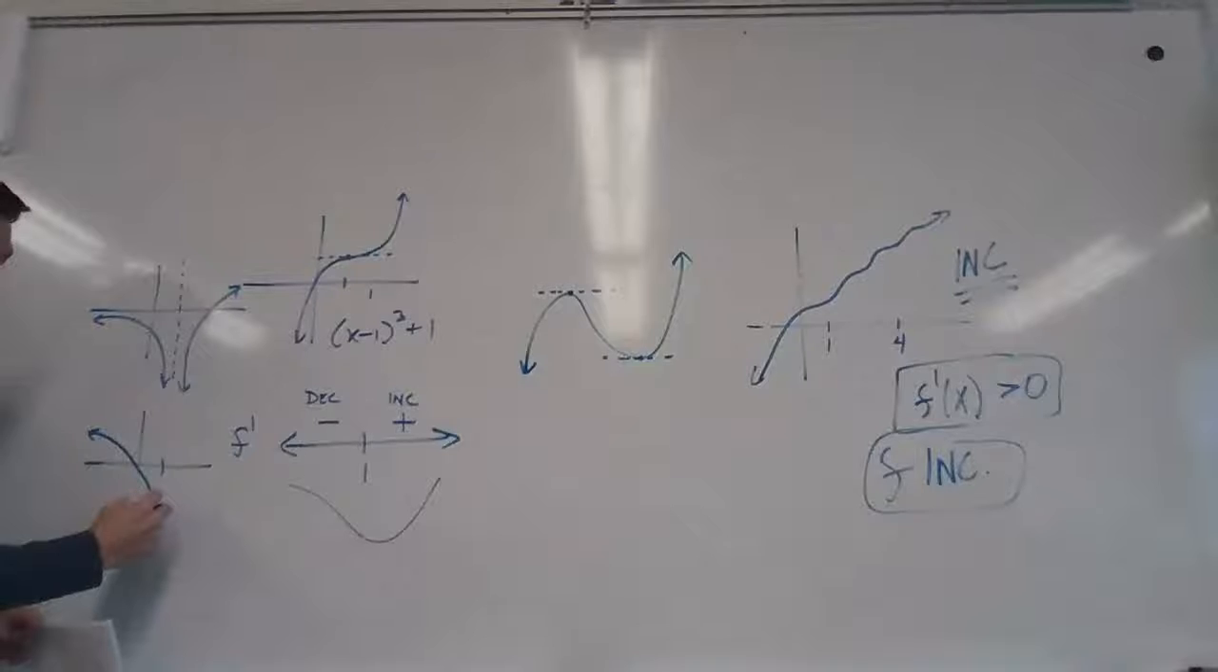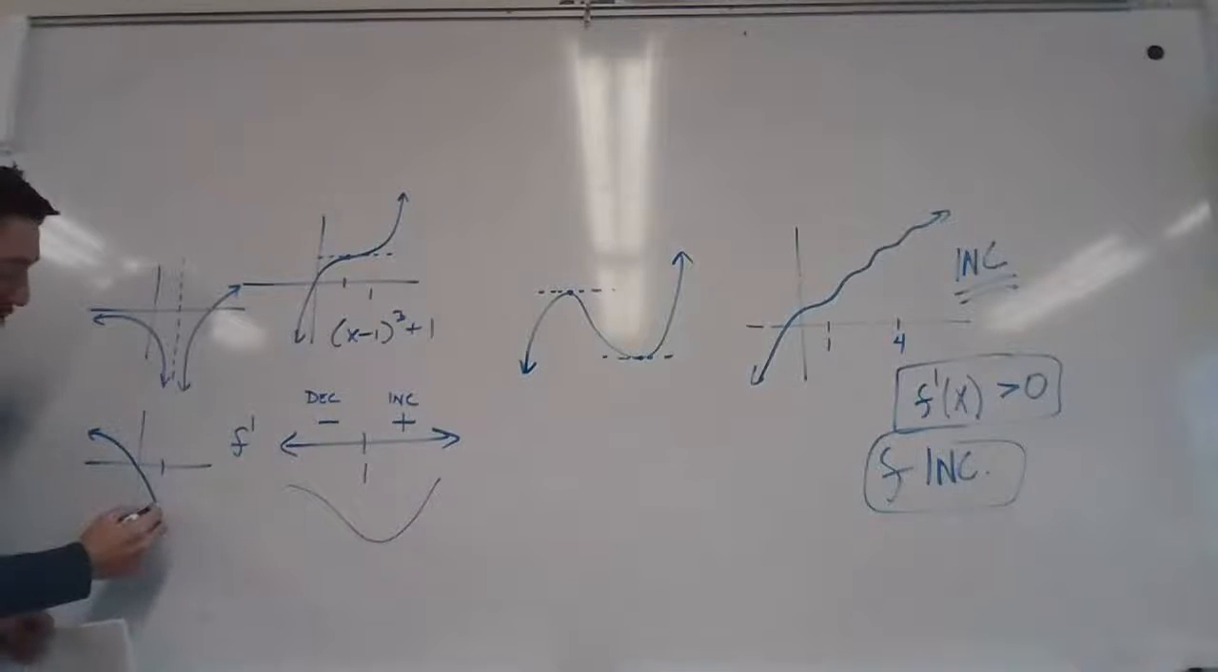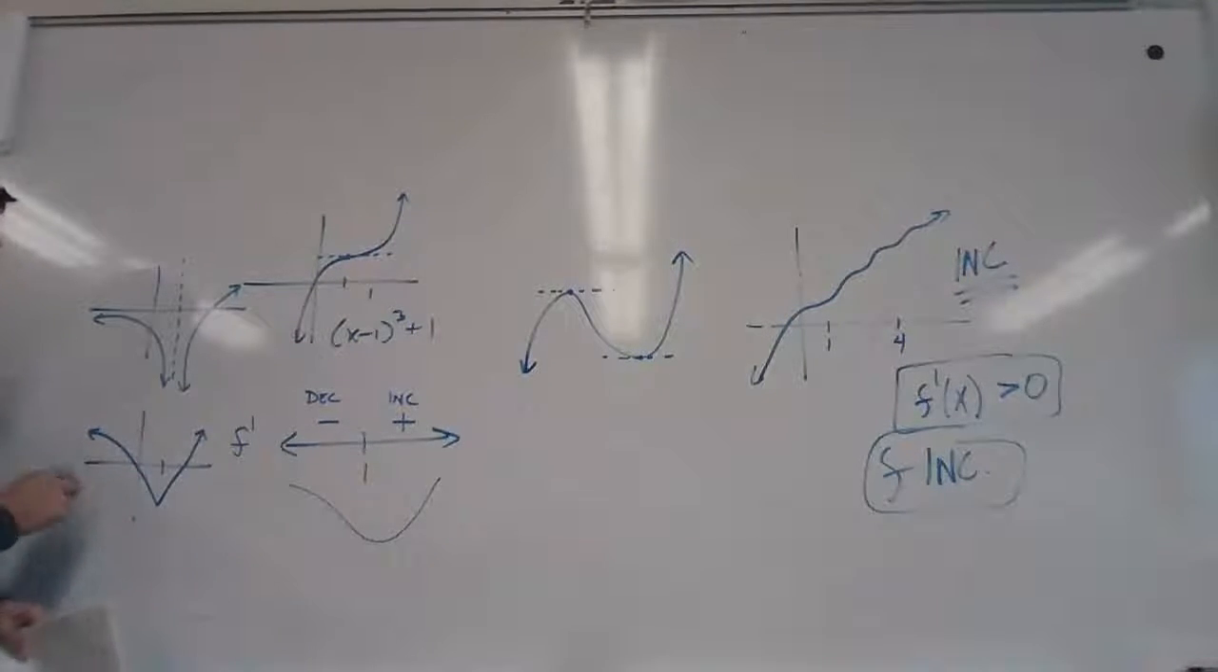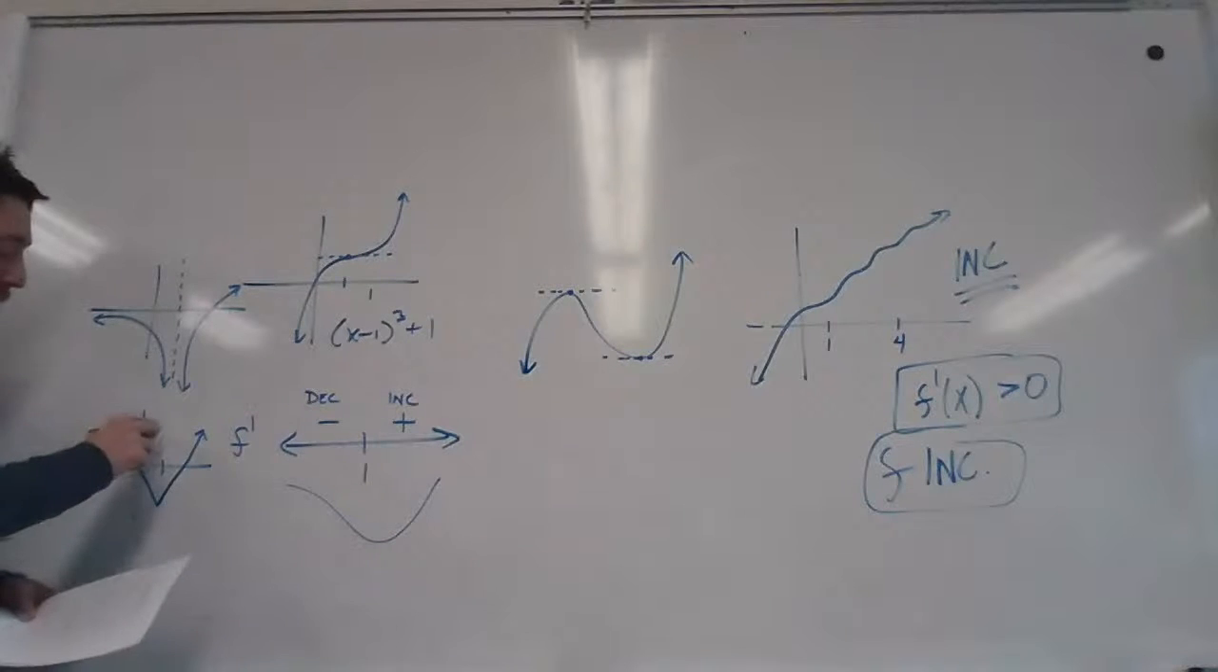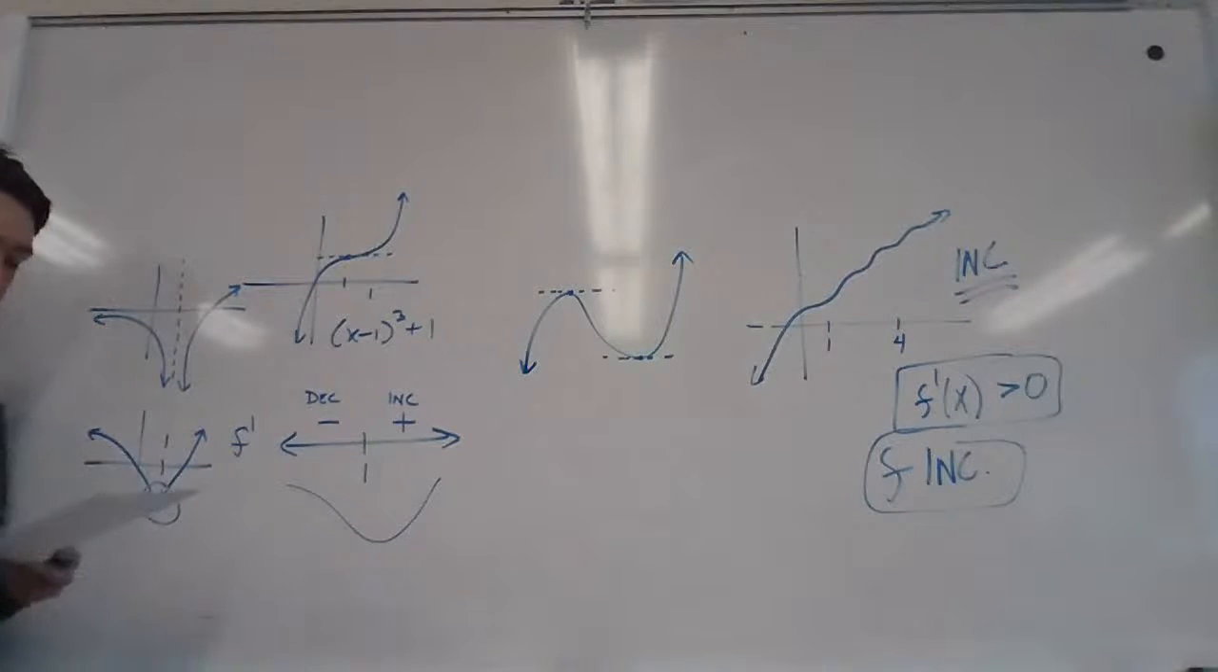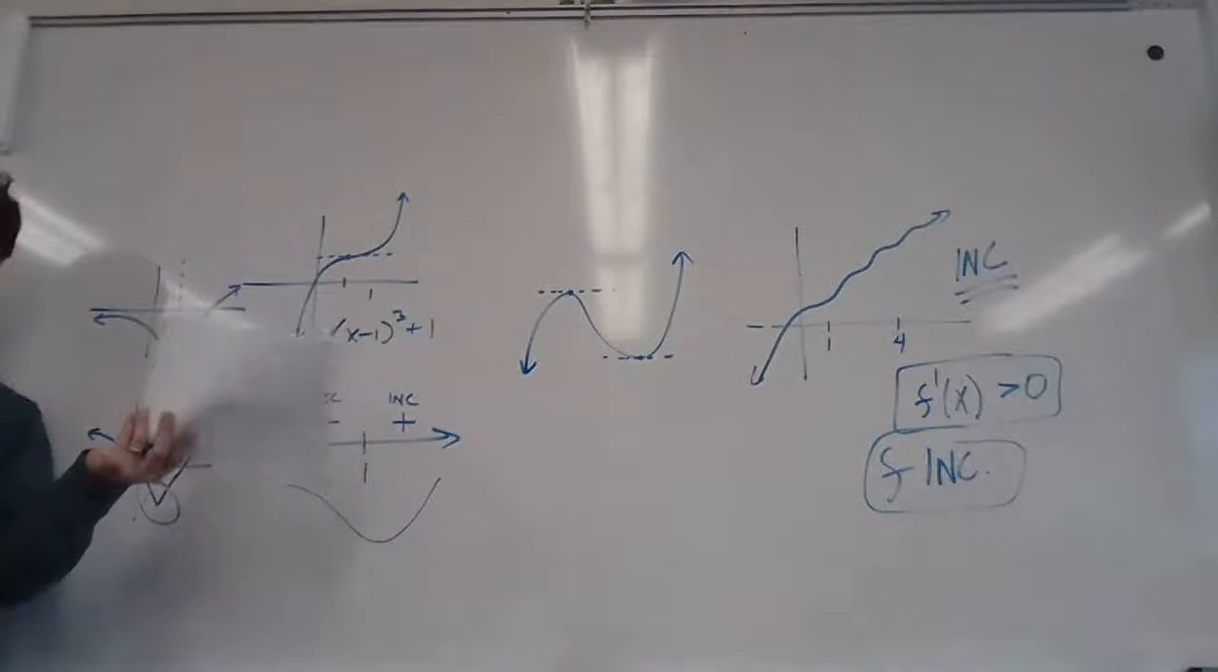Even if it's pointy, it's still fine. If I go negative derivatives and then switch to positive derivatives, whether I have it pointy there or not, no matter what, you're always going to have a local min at 1. So E is true. Okay with that?